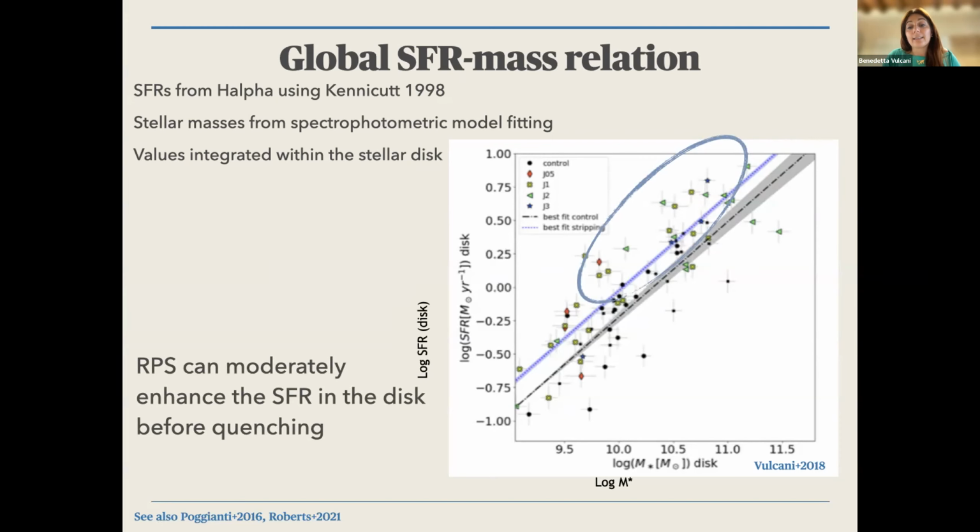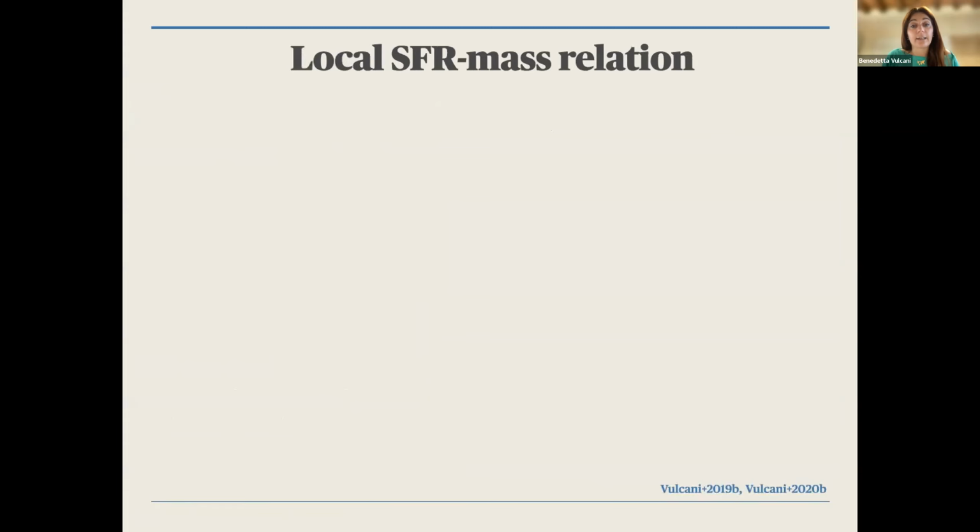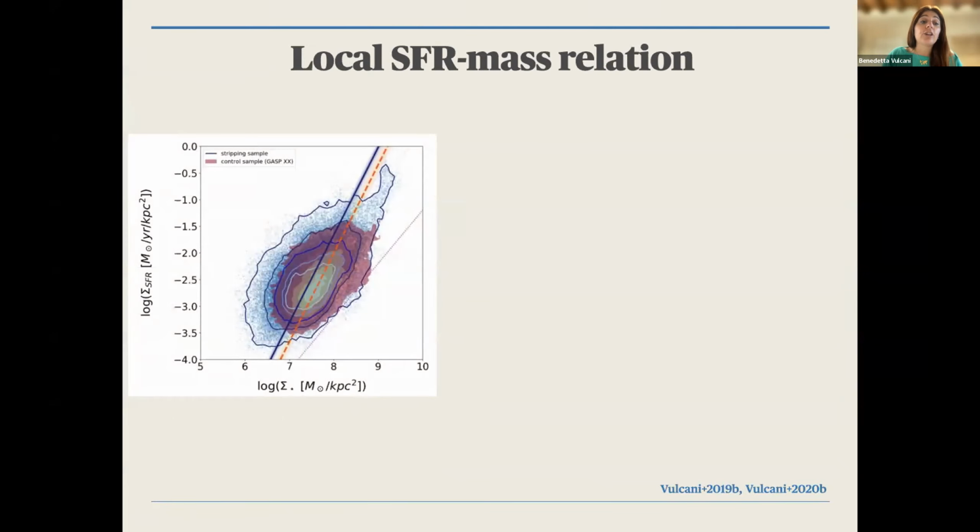We can now ask, where does this enhancement happen in the disk? Is it just in a particular portion of the disk, or is it throughout the disk? So we can look at the local star formation rate-mass relation. Instead of plotting 1 point per galaxy, we really plot all the spaxels, all the points, the information that we have for all the galaxies in the sample. And so here we have the spatially resolved star formation rate versus the spatially resolved stellar mass. In red, orange, and yellow are the points for the control sample, and in blue are the points for the stripping sample. And we really see that at all the spatially resolved masses, we have an enhancement.